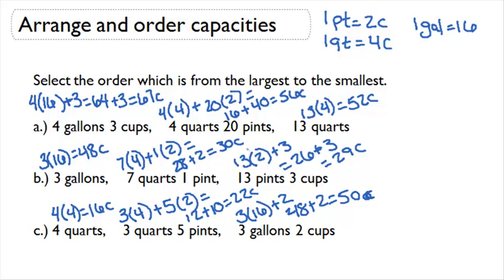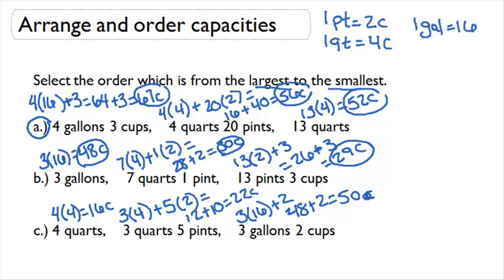Now let's look at which of these have an order from largest to smallest. Here we have 67, and then 56, and then 52. Definitely getting smaller there. So option A will be an answer that goes from largest to smallest. Next, let's look at B. Here we have 48 cups, then 30 cups, then 29 cups. Also going from largest to smallest throughout, so option B will also be a correct answer.